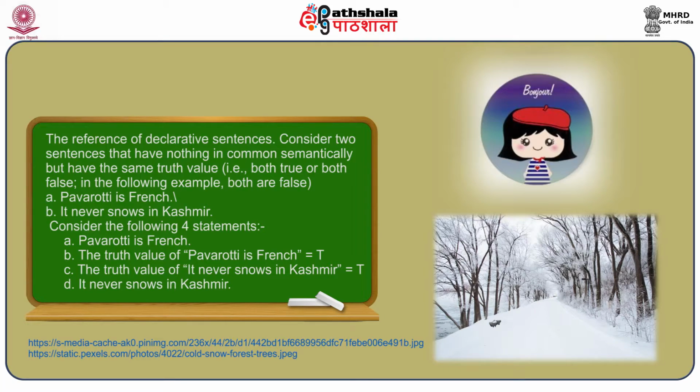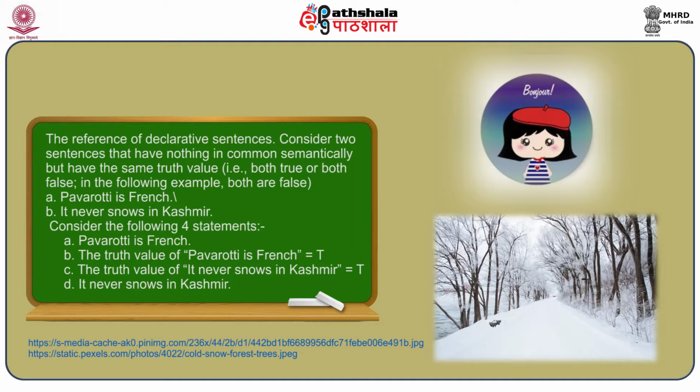Now, to come back to the reference of declarative sentences, consider two sentences that have no semantic connection whatsoever except the fact that they share the same truth value. That means they are either both false or they are both true. So let's suppose we take two statements that we know to be false. Okay. Take the following sentences. Pavarotti is French and it never snows in Kashmir. Now, these sentences are both false and they have nothing in common semantically.